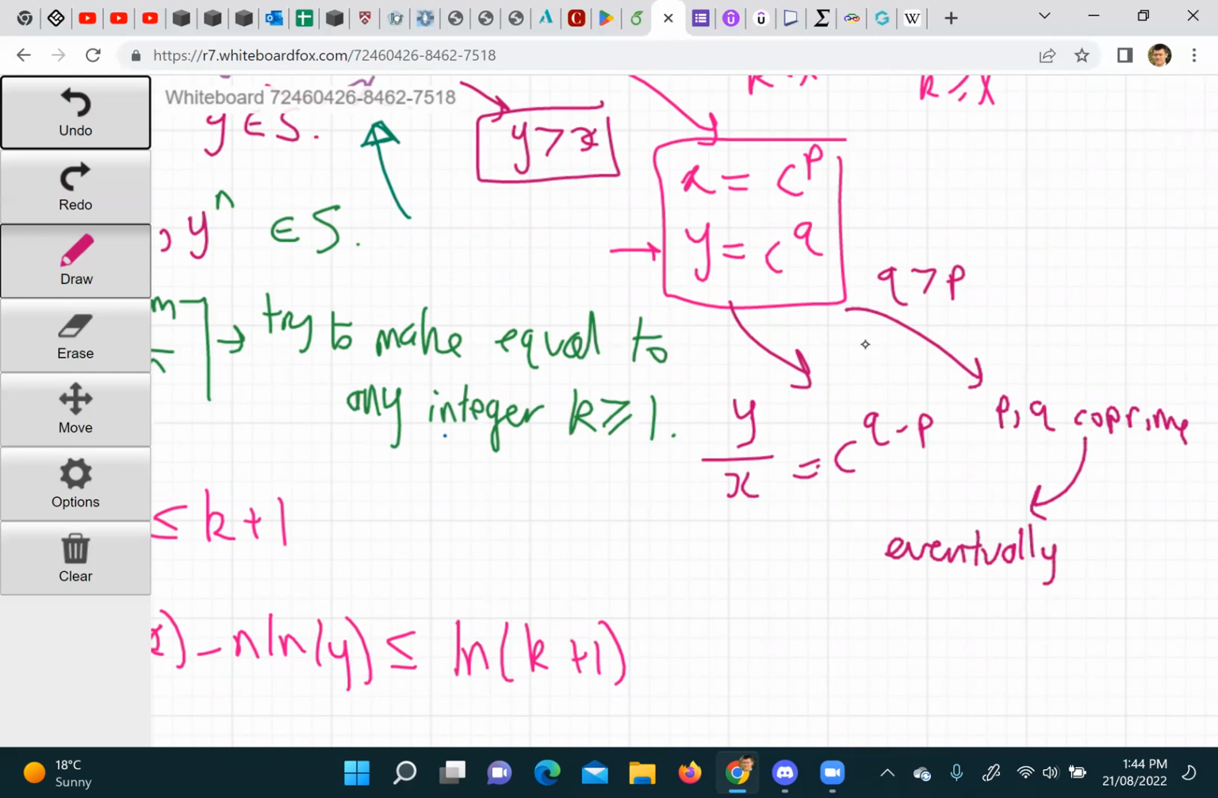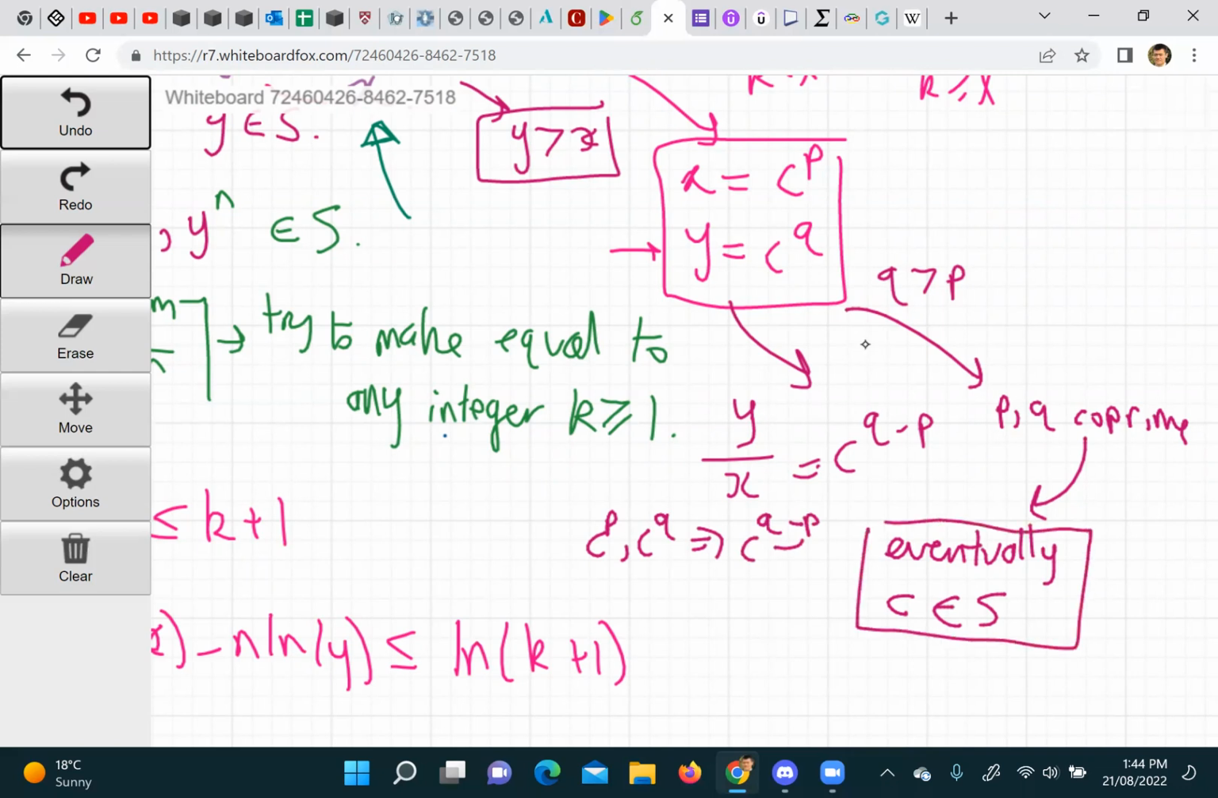So you're trying to show that p... Sometimes you tell us what you're trying to show, it does help understand. So that means eventually c will be in S, because c to the p and c to the q means c to the q minus p, and continuing reducing, c to the aq minus bp is in S. Ignoring the Bezout part.